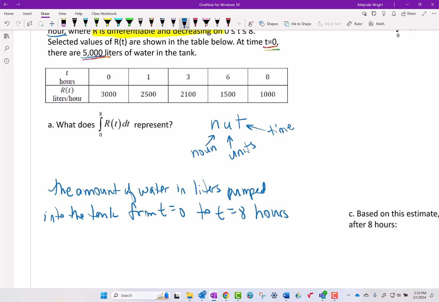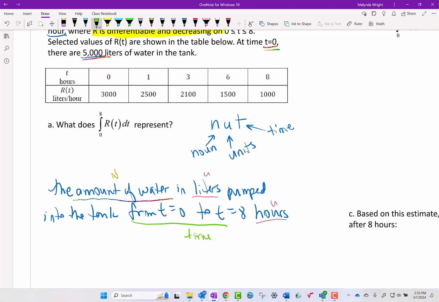So I go back and double check. Here is my noun, my amount of water. That's my noun. I've got a couple of different units here and there. Those are my units. I've got my time period here. What's our time? We basically have the nouns, the units, and the time.